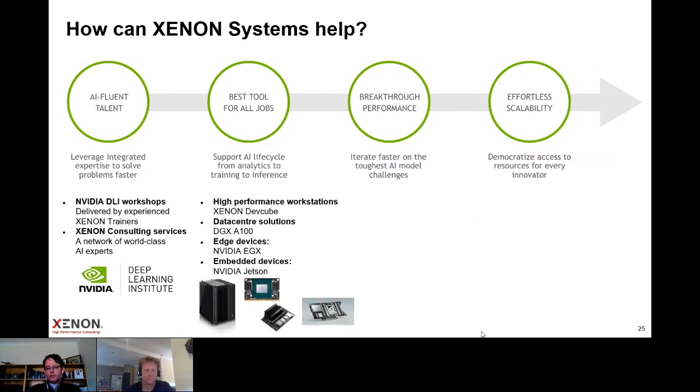We need the best tool for the job, and that includes high-performance workstations for development and test, like the XENON DevCubes. Of course, the data center solutions like the DGX A100, edge devices like the NVIDIA EGX, and embedded devices like the NVIDIA Jetson. And we have customers using all of these solutions fully integrated, pre-configured, and deployed by XENON Systems.